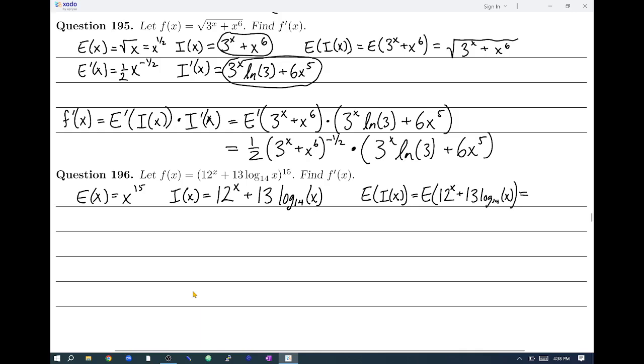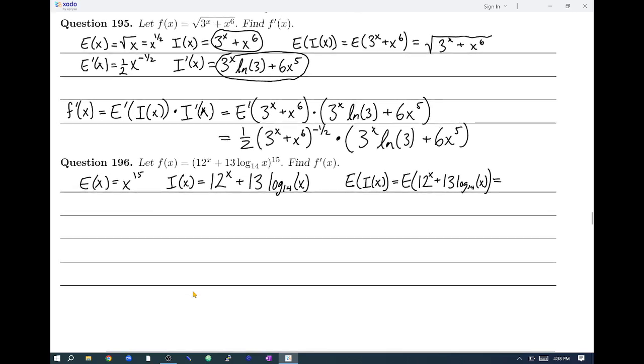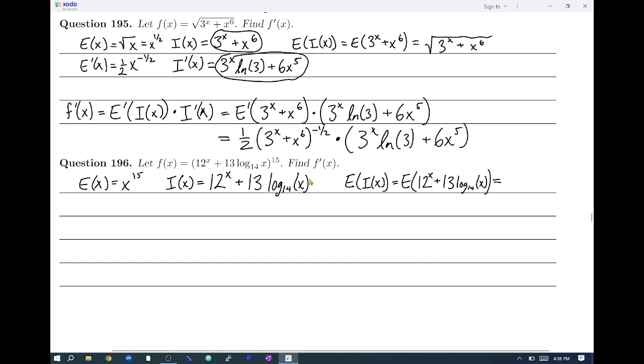And then let's just do what e does. So e of a thing is thing raised to the 15th. So the thing is what's in parentheses here. So this thing, that thing raised to the 15th. And this is right here, in fact, exactly what f of x is. So the composition works, let's just make sure we can differentiate e and can differentiate I.